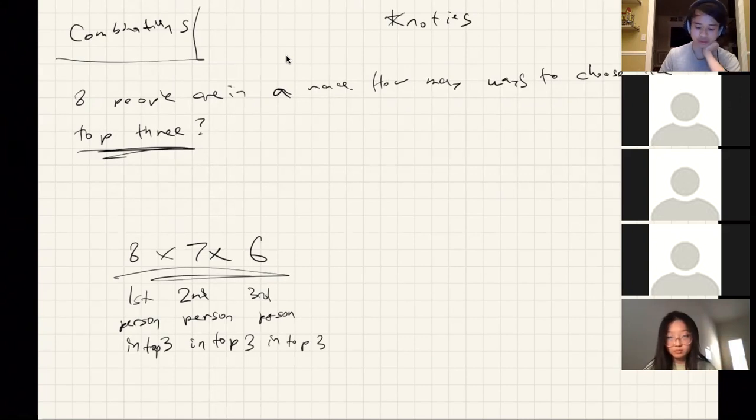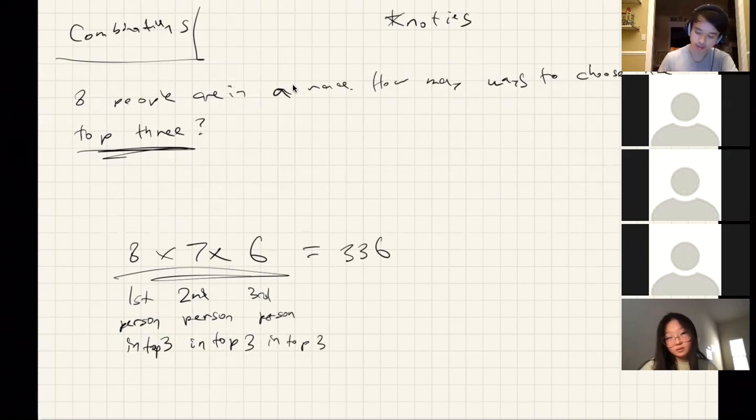However, there's a catch, and to see why we can't just multiply these and get the answer of 336. Why is this wrong?